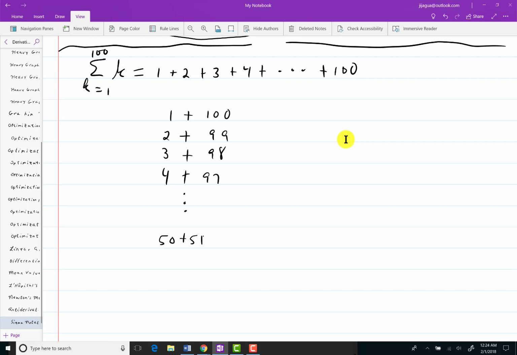What he noticed is that in every single situation, the sum was 101, all the way down until the last pair. Well, how many of these 101s do you have? Well, there's a total of 1, 2, 3, 4, up to 50 equations. So this equals 50 times 101. Now, that's not quite the formula, but that's what works here. I'm going to rewrite it in the way the formula appears.